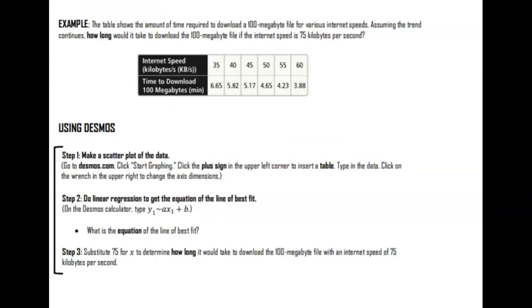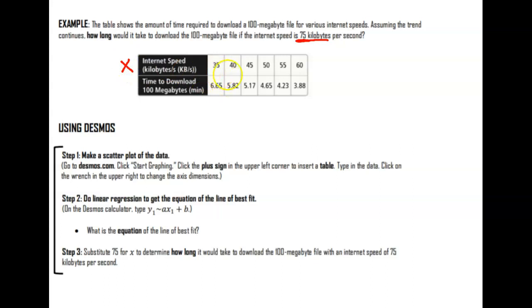All right. So here's what we're interested in. We're interested in using Desmos. So this says the table shows the amount of time required to download a 100 megabyte file for various internet speeds. Assuming the trend continues, how long would it take to download the 100 megabyte file if the internet speed is 75 kilobytes? Okay, so here, internet speeds would be our inputs.